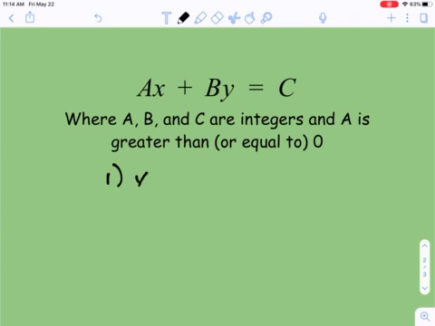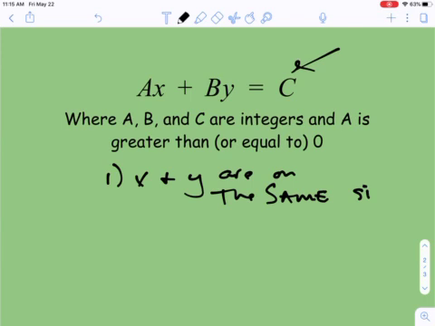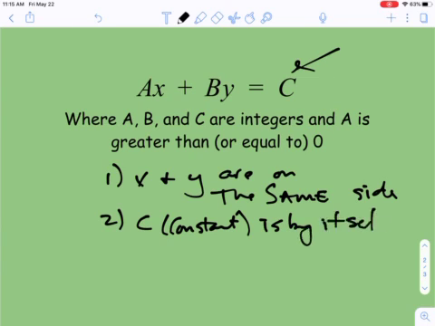The first thing is x and y. If you look at this equation right here, x and y are on the same side. That's really important to notice. X and y are on the same side of the equation of each other. All right? Second thing to notice is c, which is your constant, and you only have one constant in it, all right, is by itself. So instead of y being by itself, right, the number that isn't attached to a variable is by itself on one side of the equation.